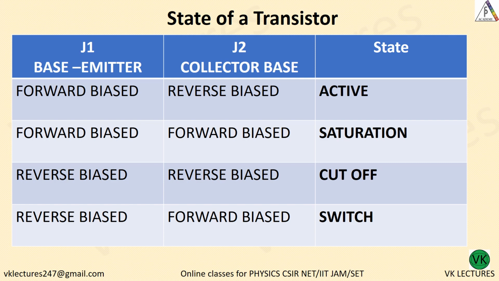Similarly, if junction 1 is forward biased and junction 2 is forward biased, it becomes saturation. That means the transistor is in saturation condition. If junction 1 and junction 2 are reverse biased, then it is called the cutoff region. Likewise, if junction 1 and junction 2 are reverse biased and forward biased respectively, it will act as a switch.